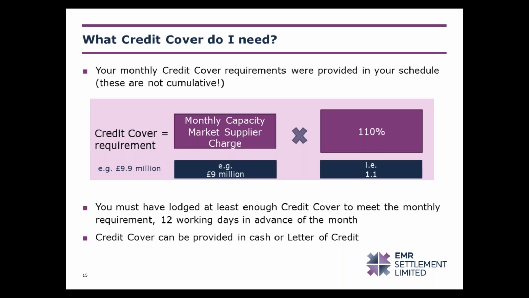So related to your capacity market supplier charge is credit cover. But what credit cover do you actually need? They are provided in your schedule, but just note they're not cumulative, so each month is its own requirement. And they are linked because they are 110% of your monthly capacity market supplier charge. So in the example we used on the slide before, that charge was £9 million. So times that by 1.1, and you get £9.9 million credit cover is required.